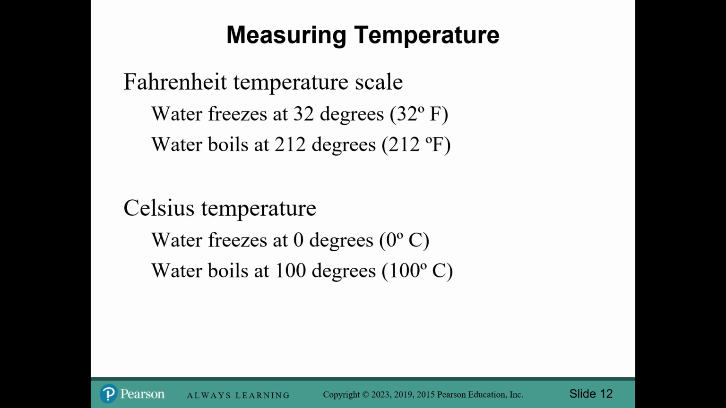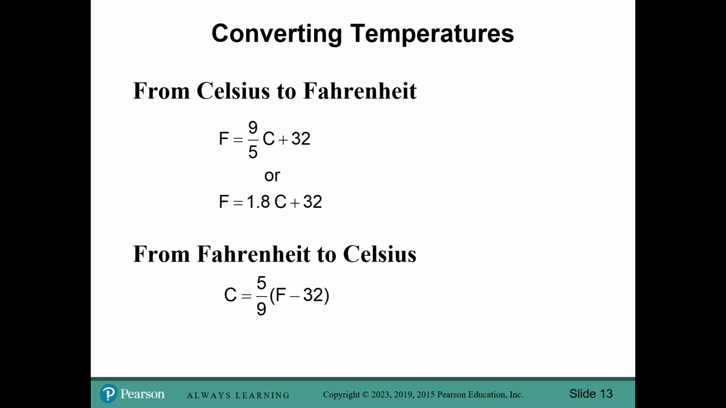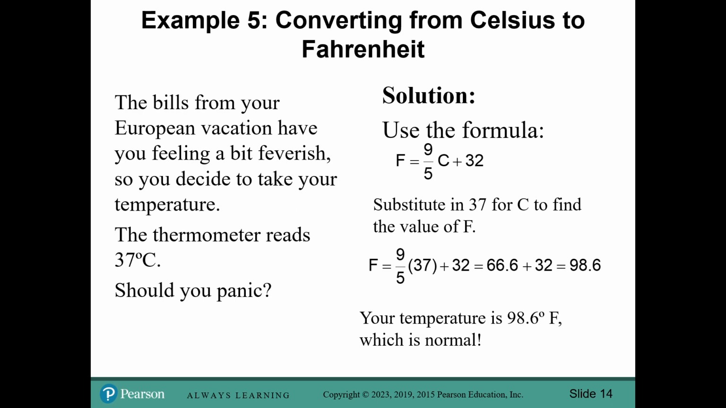Fahrenheit versus Celsius. So, we can convert from Celsius to Fahrenheit or Fahrenheit to Celsius by using the following formulas. Fahrenheit equals 9/5 Celsius plus 32, or Fahrenheit equals 1.8 Celsius plus 32, depending on whether or not you want to use the fraction. And if we want to go from Fahrenheit to Celsius, we can say Celsius equals 5/9 (Fahrenheit minus 32). Okay. Let's look at an example.